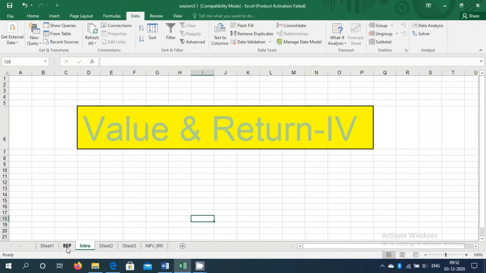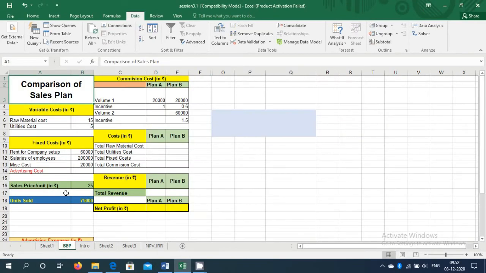That we'll discuss over here. So in this one, first let me explain about this one. This is a comparison of sales plan. We have plan A and plan B, but before coming to the commission cost, let me discuss what the variable costs are.